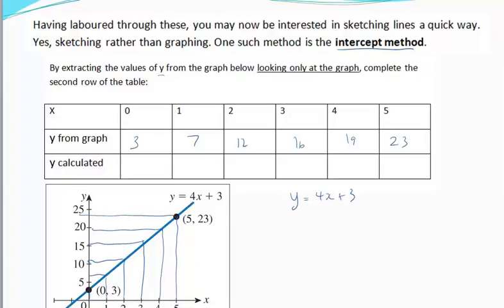Here 0, it will be 3. 4 times 1 is 4 plus 3 is 7. 4 times 2 is 8 plus 3 is 12. 4 times 3 is 12 plus 3 is 15. We're a little bit messy on that one there. 4 times 4 is 16 plus 3 is 19. 4 times 5 is 20 plus 3 is 23.